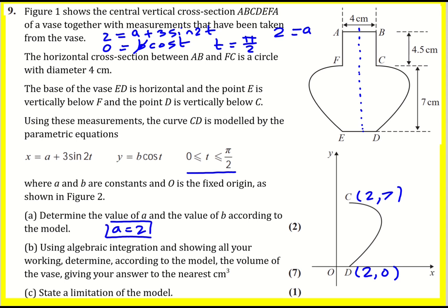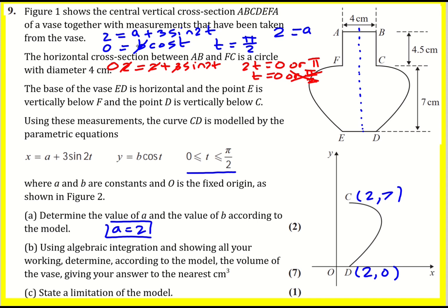Now I can't determine B from this one, because it just cancels out. But what I can now do is sub in my C. So now 2 is going to equal 2 plus 3 sine 2t. Actually, that means that 3 sine 2t is 0. So sine 2t is 0, so 2t is going to be 0 or pi. And then t is going to be 0 or pi over 2. Now, we've already dealt with it equaling pi over 2. So actually, t is going to equal 0 here.